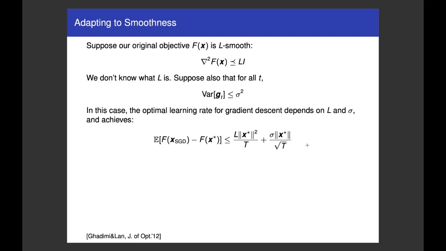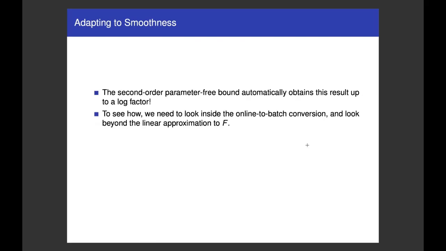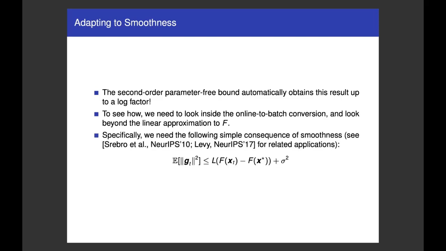But we would like to be able to attain this without having to tune to the unknown parameters L and sigma. It turns out that our second order regret bound already does this. So we'll see that we get this just basically for free. In order to see the argument, we're going to have to look inside the online to batch conversion, and we're going to have to use the following property of smoothness, which is that the sum of gt squared, the gradient at xt squared, is bounded by the variance plus the suboptimality f of xt minus f of x star. This is just a standard consequence of smoothness.